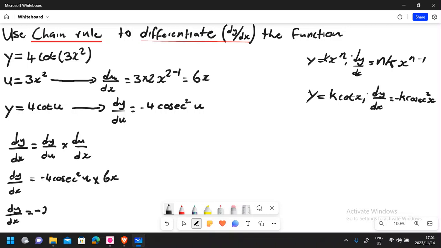so this is going to give us 24x, and then we write cosec squared. Remember, wherever there is u, we now have to substitute 3x squared. Remember, this 3x squared is the same as u, so 3x squared. Now that is your final answer, guys. That is your final answer.